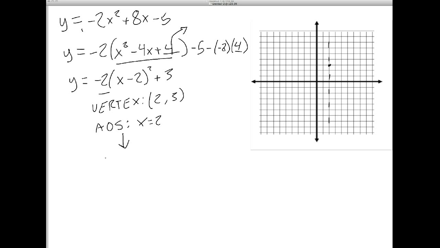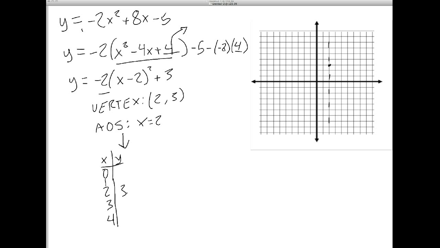Now, how we're going to graph this is we're going to make a t-chart. So we've got x on one side, y on the other. Now, we know our vertex is at 2. So what'll be easiest is to go in the negative direction 2 units, so go 1, 0, and then go in the positive direction 2 units, or 3 and 4.